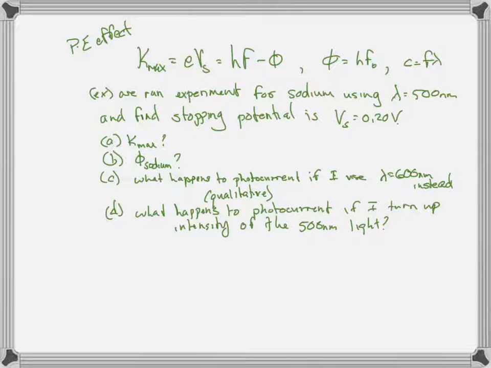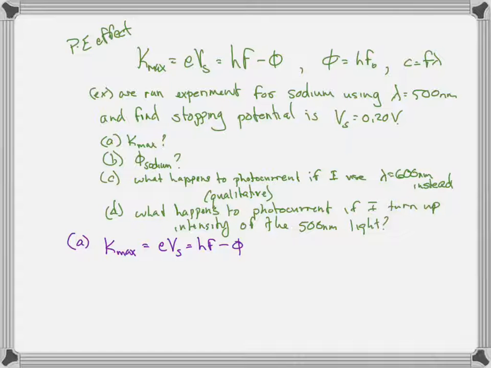Okay, let's just do another one. Let's say that we run an experiment for sodium using 500 nanometer light and find that experimentally the stopping potential is 0.2 volts. What is the maximum kinetic energy of the photoelectrons? What is the work function of sodium? And then I'm asking a qualitative question: what happens to the photocurrent if I use 600 nanometers instead? And what happens to the photocurrent if I turn up the intensity of the 500 nanometer light?